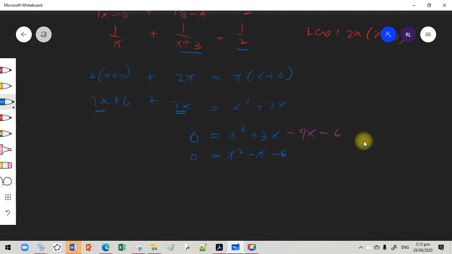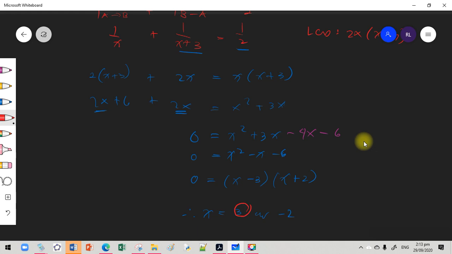Factoring this one, you'll have x minus 3 and x plus 2. Am I correct? Yeah, that's x minus 3 and x plus 2. Therefore, x equals 3 or negative 2, and we are going to take the positive 3.